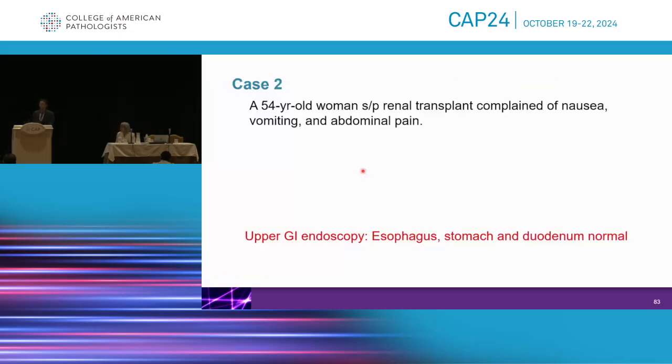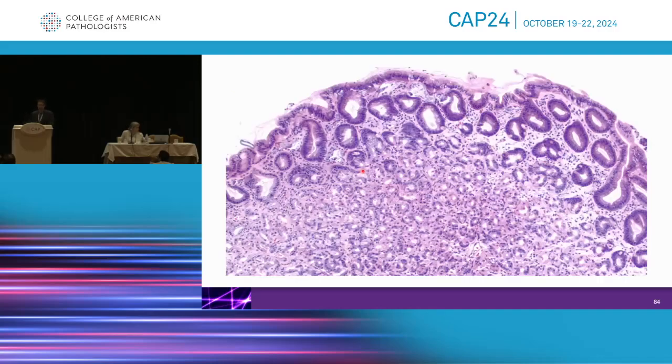A similar case is case two: a 54-year-old woman with a history of kidney transplant who presented with nausea, vomiting, and abdominal pain, which was the indication for biopsy. Endoscopically it was essentially normal: esophagus, stomach, and duodenum are normal. This is a representative section from the gastric body, showing oxyntic mucosa. We do not see obvious inflammation, but we do see some calcification in this area, which is very common for patients with renal failure. You can see calcinosis.